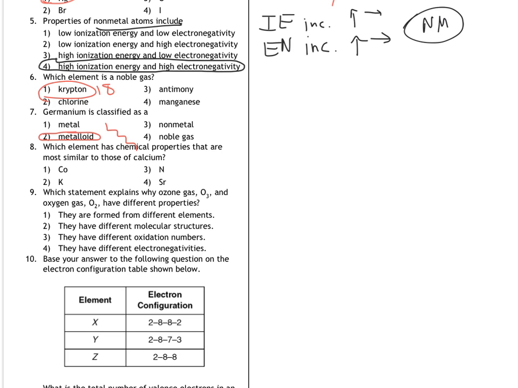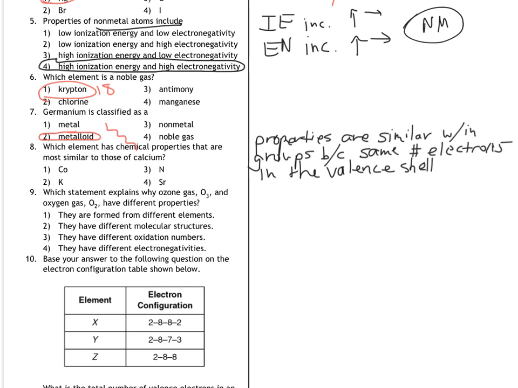Number 8, which element has chemical properties that are most similar to those of calcium? So what I would say is that properties of elements are really similar if they're in the same group, and that's because they have the same number of electrons in their valence shell. So since calcium is in group number 2, I just need to choose another element that's in group 2, and that would be strontium.